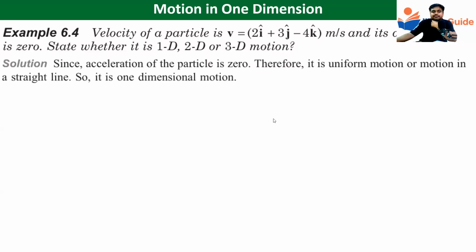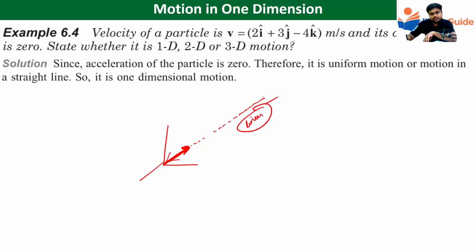No, it's a one-dimensional motion, because you see the velocity is 2i + 3j - 4k. So velocity may be, let us say, in this direction, but since the acceleration is zero, it will continue traveling in this direction only. That is actually linear. It goes along the line only. If it is clear, please raise your hand.